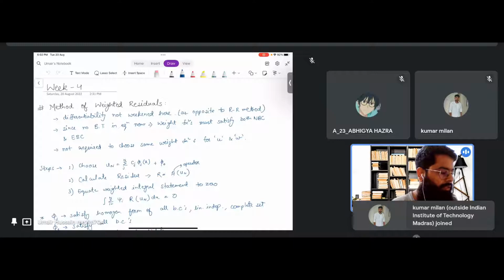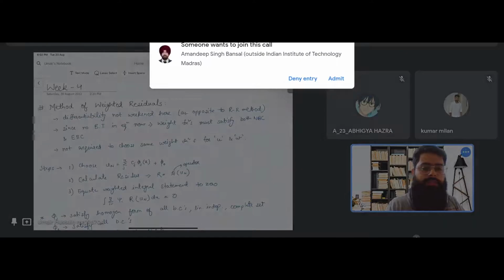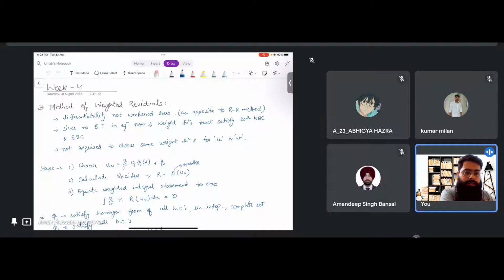Okay, I'll repeat the question. We're starting with the method of weighted residuals this week, and I am just asking how the Rayleigh-Ritz method was different from this method. Can you just point out one or two differences? You can type in the chat box, or you can just unmute yourself and answer. Is my question clear, by the way?